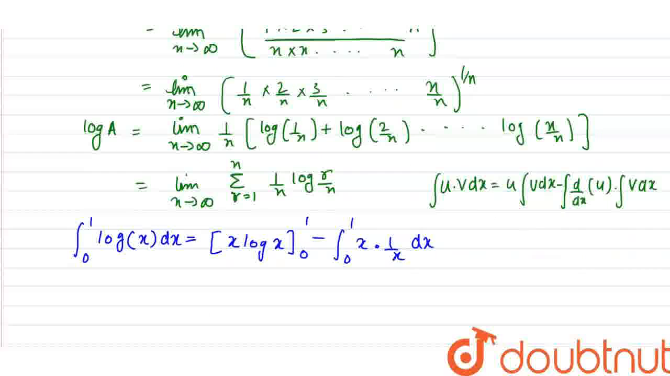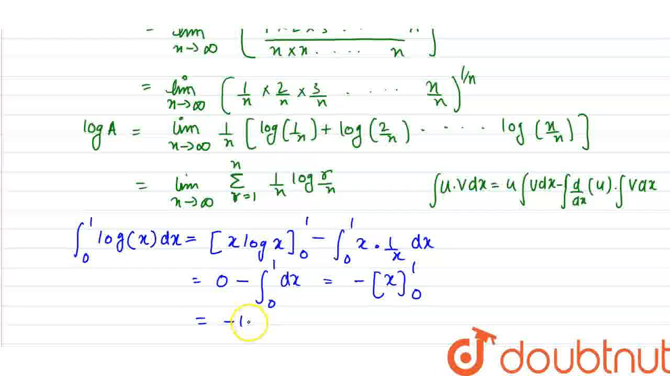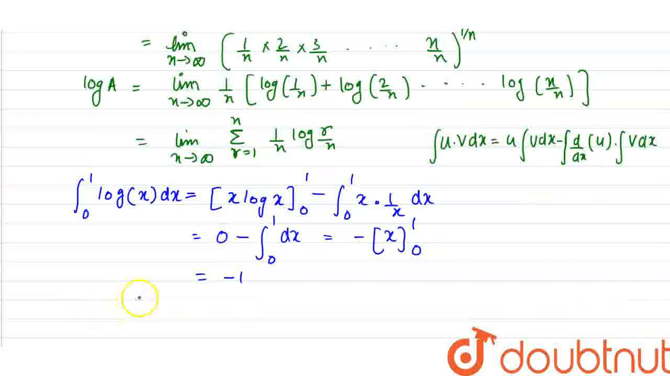So now we are going to further simplify this thing. After that, when we apply the limits, this whole thing becomes 0, minus integration from 0 to 1 of dx, right? So now this first part is 0. Now we are going to find the value of this. So this thing is equal to minus of x, with limits from 0 to 1, right? So when we put the limits, it becomes minus 1. But this is in terms of log a, so we are going to convert it into e.